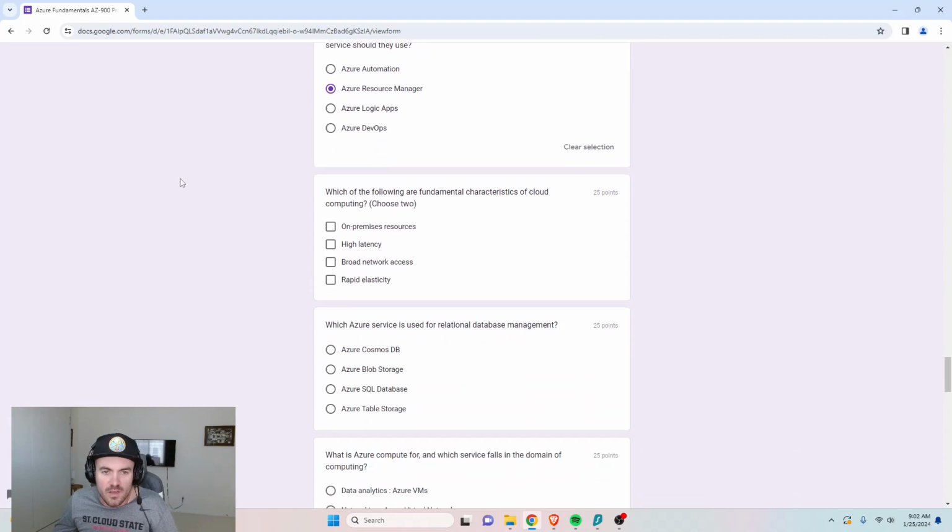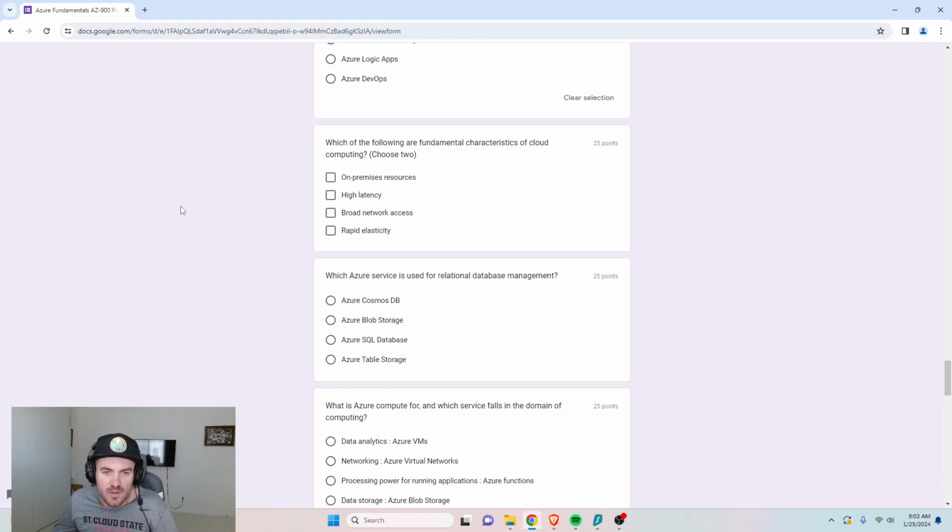Which of the following are fundamental characteristics of cloud computing? All right, on-prem resources, definitely not that one. High latency, definitely not that one. The whole point of this is that you don't need your own resources, and you can set up your resources in the cloud close to your customers so that they have lower latency. So because those two are obviously not correct, we can definitely select these, which make sense anyways.